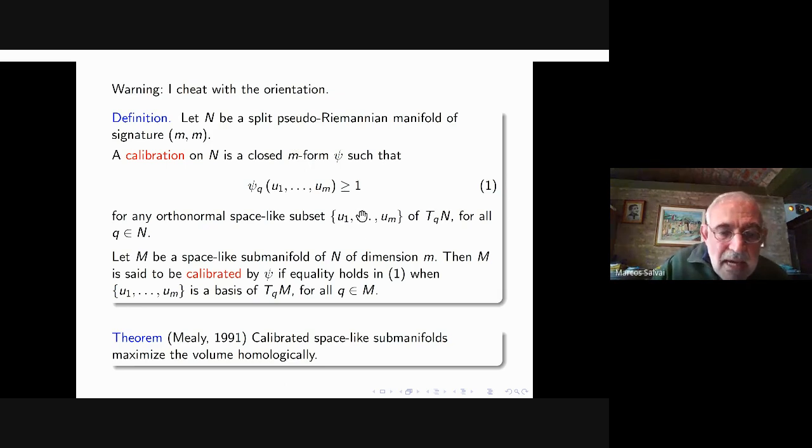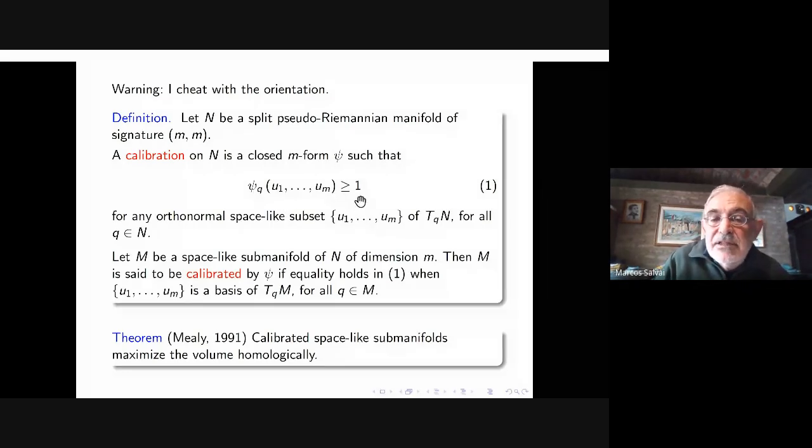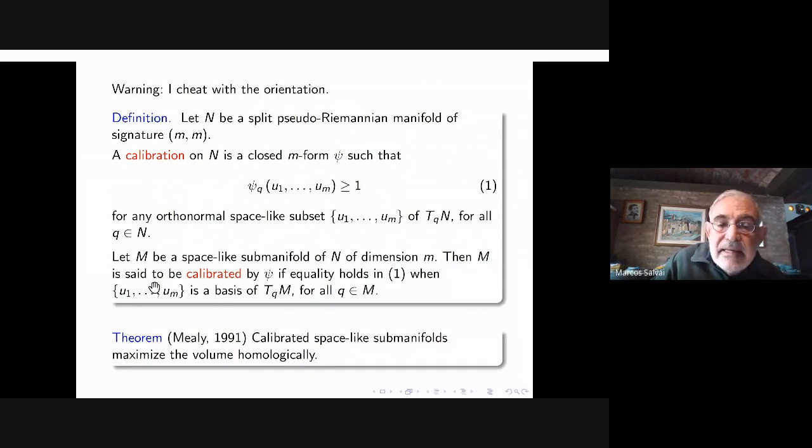This is a calibration. And what does it mean that a spacelike submanifold of dimension m, half the dimension, is calibrated by this form? It means equality holds here, that is, on an orthonormal basis of the tangent space of the submanifold, equality holds. So you take an orthonormal basis of the submanifold, you evaluate phi, and you don't get strictly bigger, you get one. Then one says that the manifold is calibrated. And the theorem says that calibrated spacelike submanifolds maximize the volume homologically.